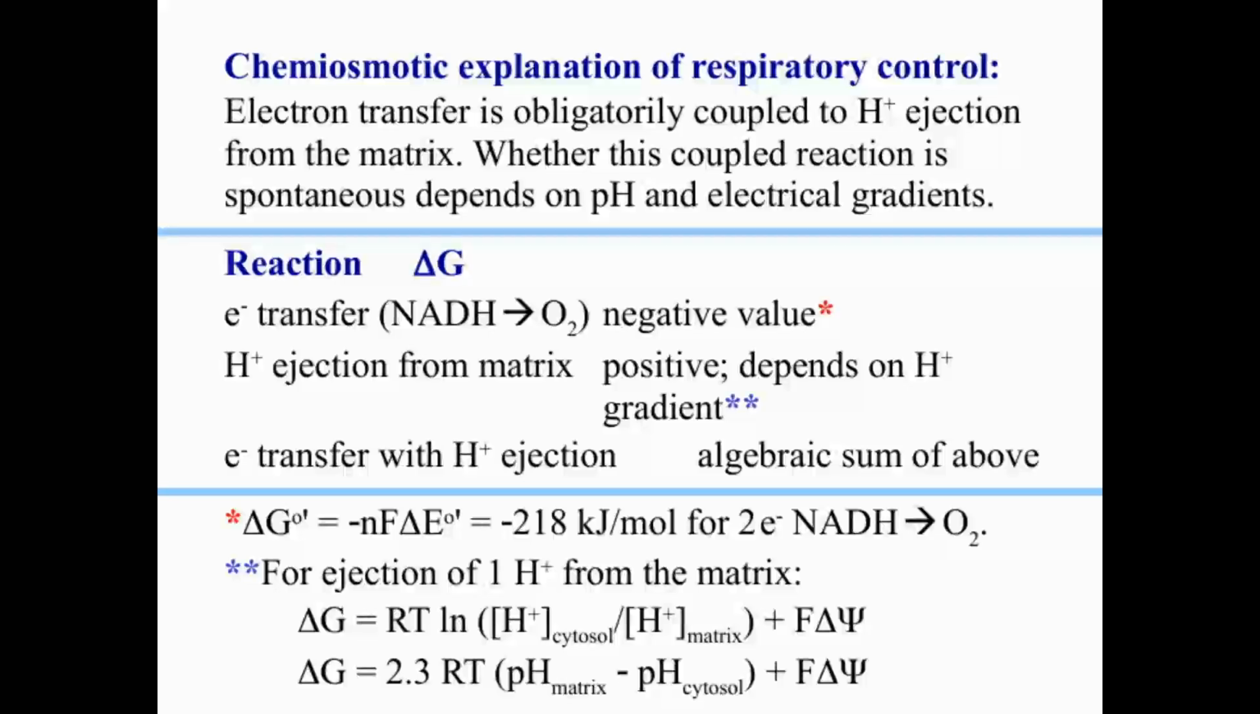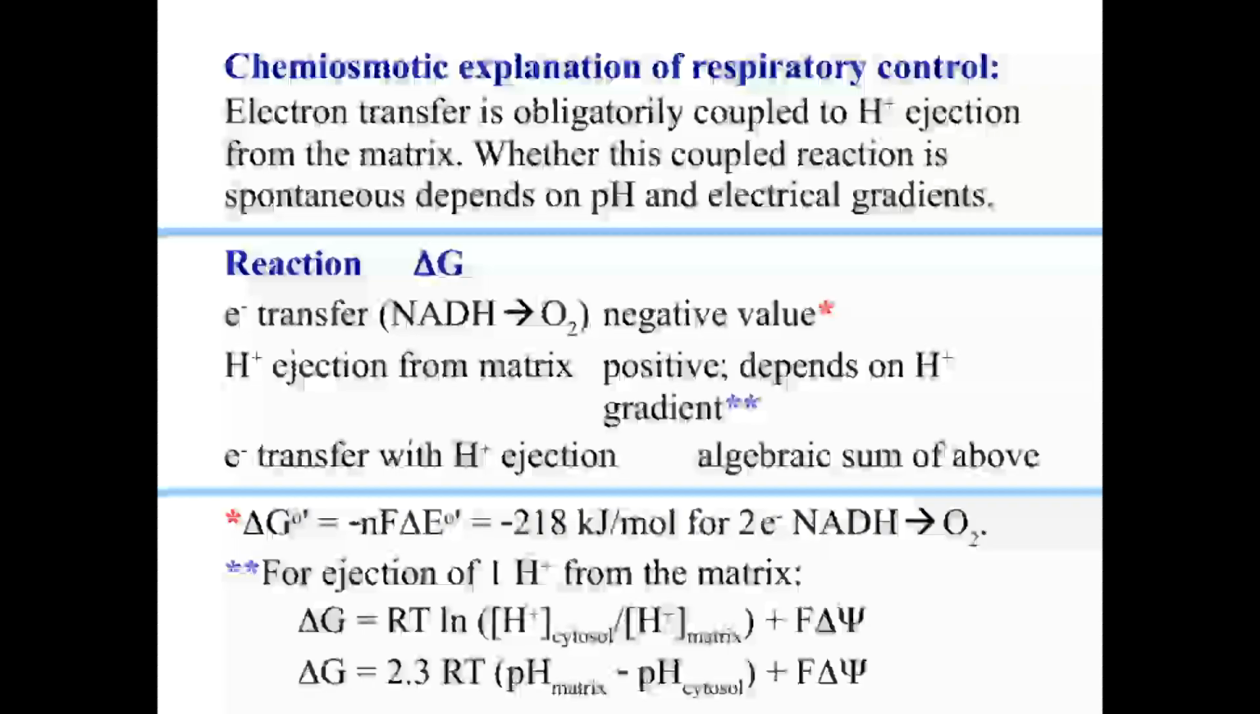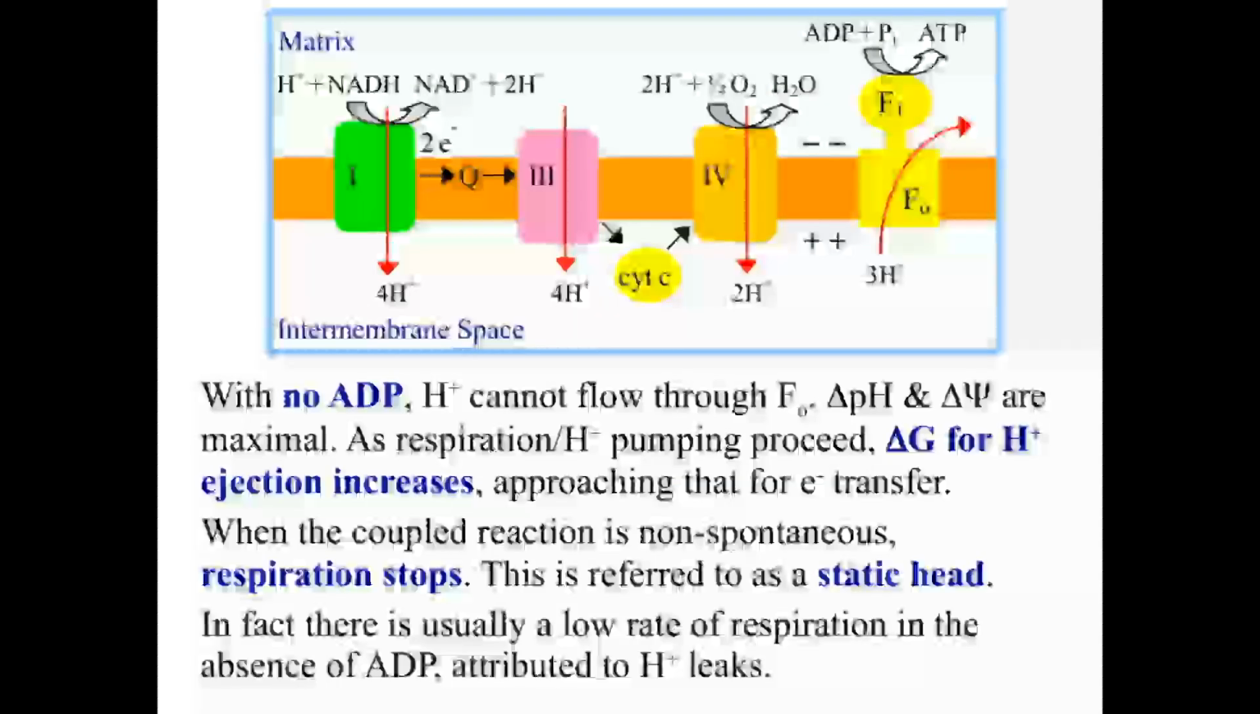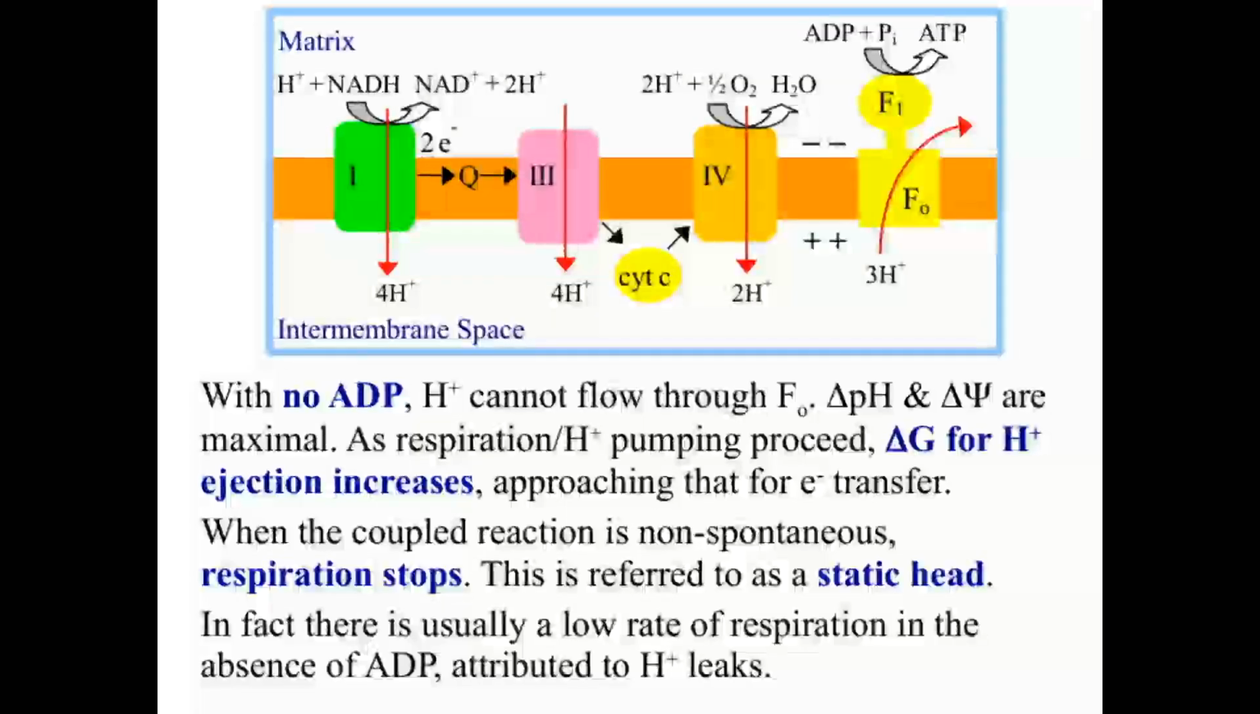Alright, let's break down what happens when there's no ADP present. Without ADP, H+ ions can't flow through the Fo segment of the ATP synthase. This means that the pH difference across the membrane, or ΔpH, and the membrane potential, Δψ, both reach their maximum levels. Essentially, the system hits a kind of standstill because the electrochemical gradients are at their peak.